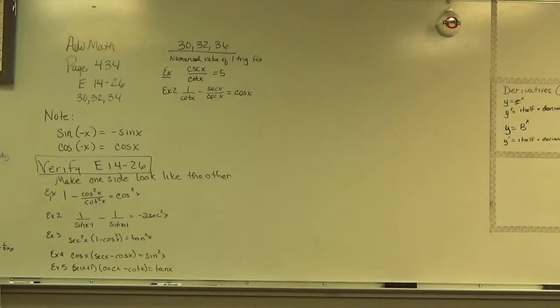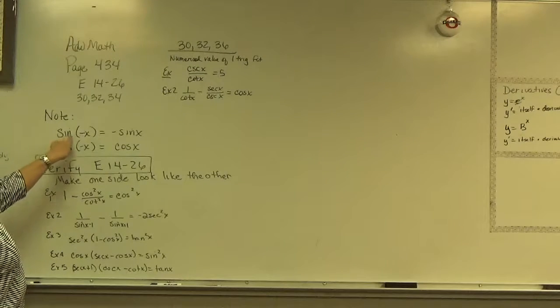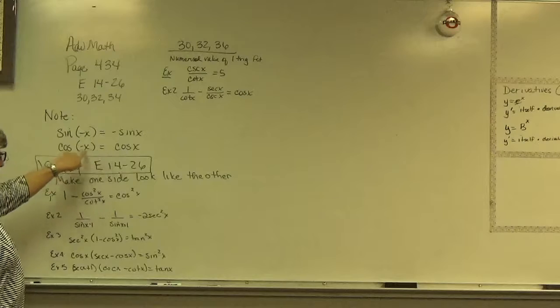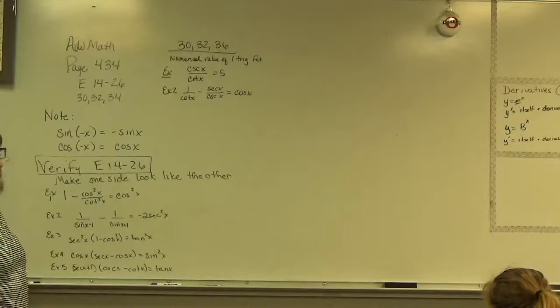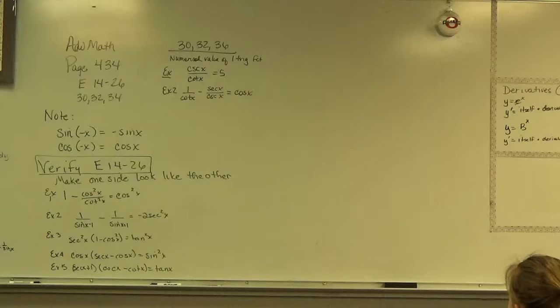Yes, Delaney? It says sine of negative x equals negative sine. Yes. The second one's supposed to say negative cosine. No, okay, it's supposed to be positive cosine. And the reason for that is a negative angle puts the sine in the fourth quadrant, which makes it negative. And a negative angle puts the cosine in the fourth quadrant, where the cosine is positive. So that's why that works. That's just something you want to note.